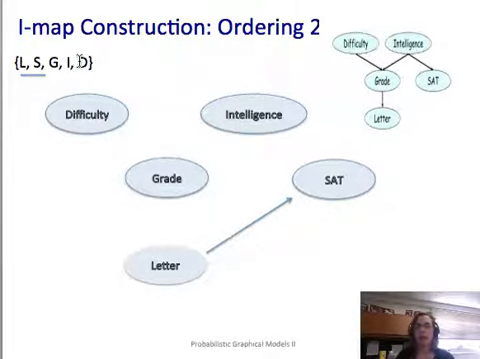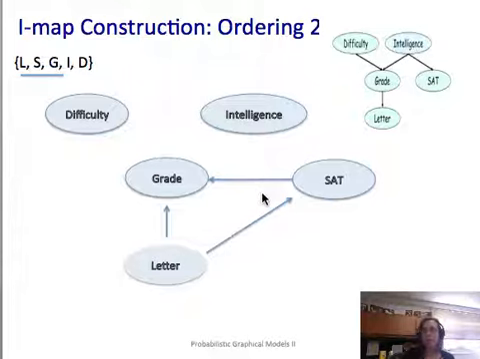Okay, and now we're going to add G, and we have to ask the question, well, is letter a parent of grade, and is SAT a parent of grade? Well, we know in the true graph that, in fact, they are correlated, and so that arrow is going to be important. And also we know that we don't have intelligence, so we have to convey this information about, excuse me, about SAT and grade being related as well. They're certainly not independent, right? So we must fill in those arrows in that way.